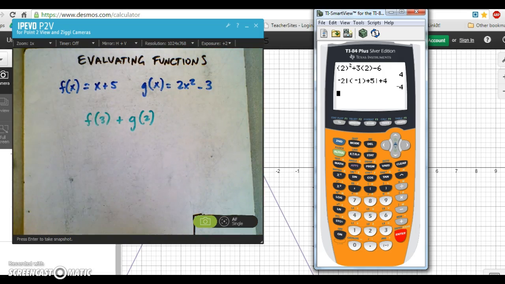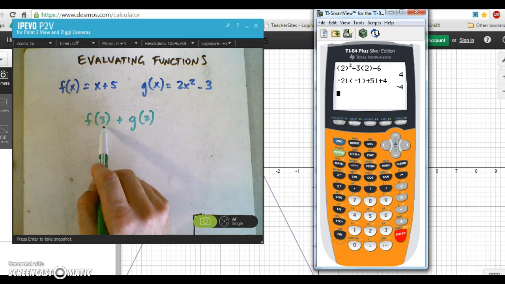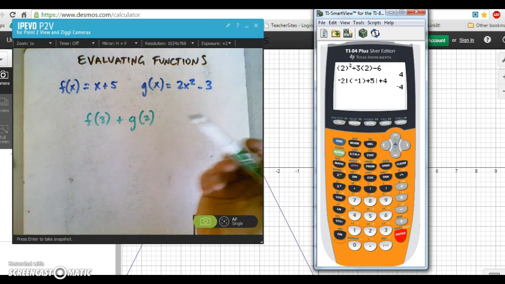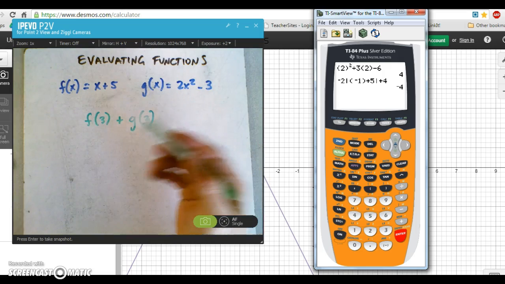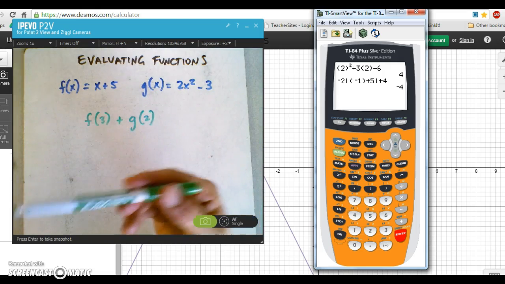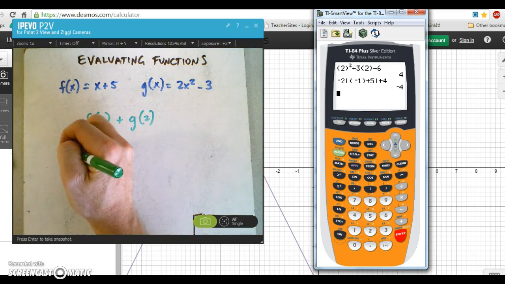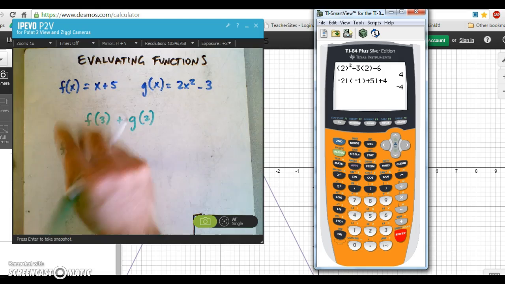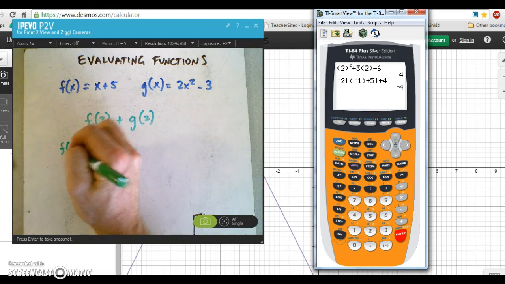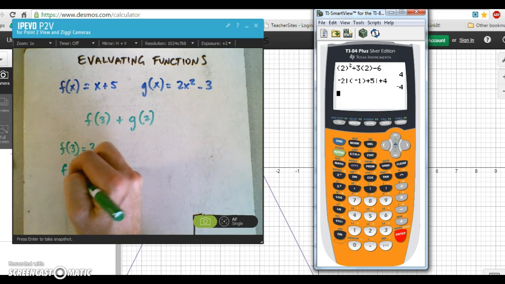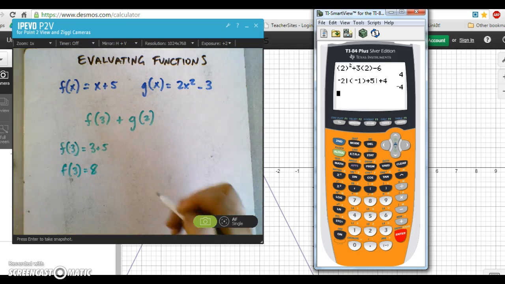Well, what that means is I need to figure out what f of 3 is, and I need to figure out what g of 2 is, and then I'm just going to add those two results together. You can find it by hand, you can find it using the table, you can find it using the calculator. I'm just going to do it by hand. This is an easy one. F of 3 is going to be 3 plus 5, so that means that f of 3 is 8.